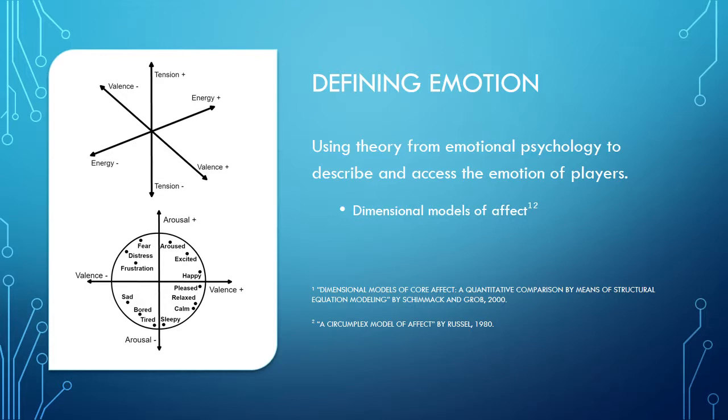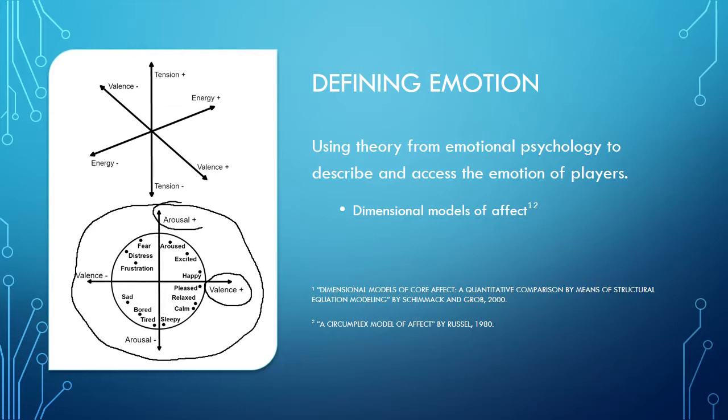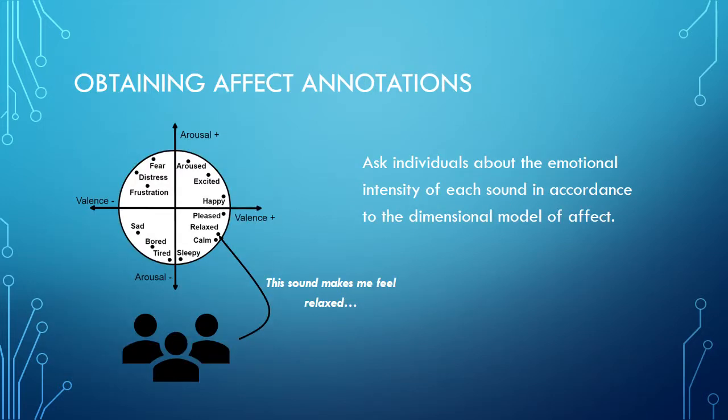Within the literature, one of the most popular models used is this dimensional model of Russell, which decomposes emotions into different axes, one being valence or pleasure, while the other axis is arousal or energy. Basically what this gives us is a gradient of pleasure and energy of the different types of emotions that are felt by humans. And what this allows us to do is to specifically ask participants to compare different types of sounds based on how pleasurable they are, or how energetic they are, or even how tense they are.